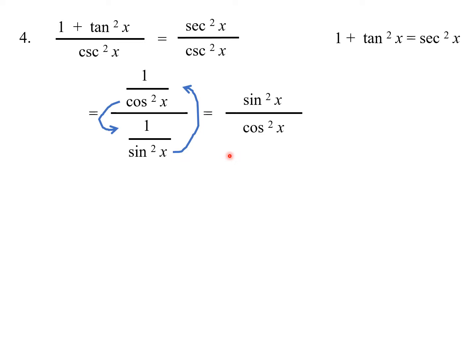All right? Again, you can prove this to yourself if you divide that fraction by that fraction. All right? And then sine over cosine is tangent, so that becomes tangent squared of x. And that's our answer.